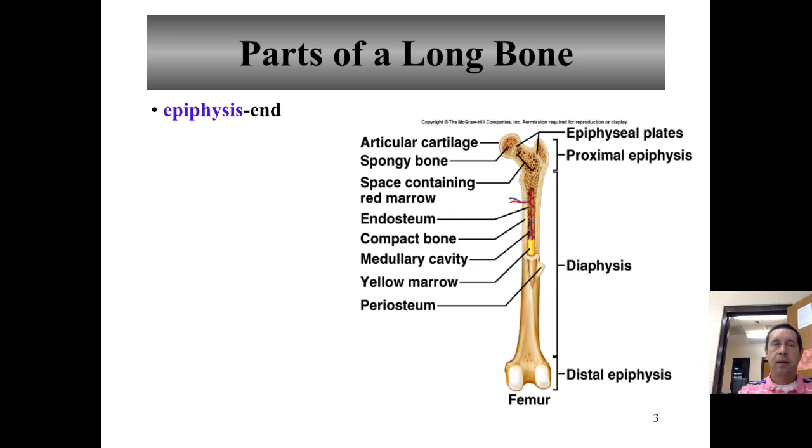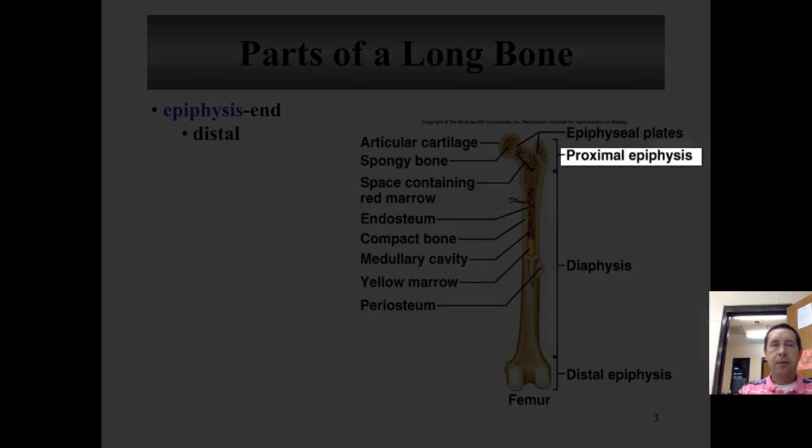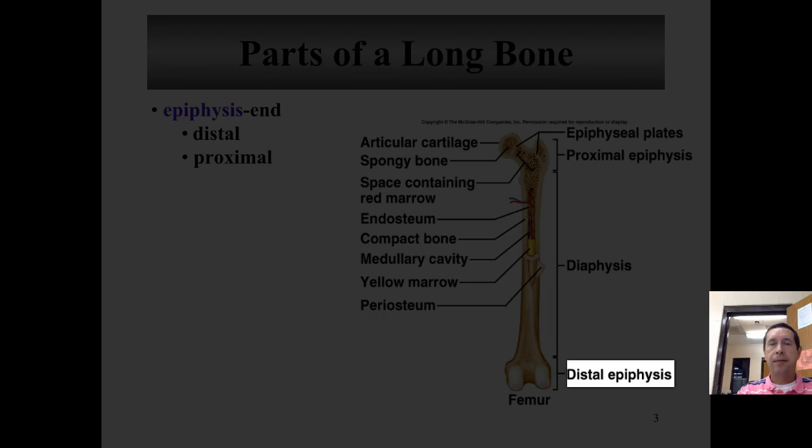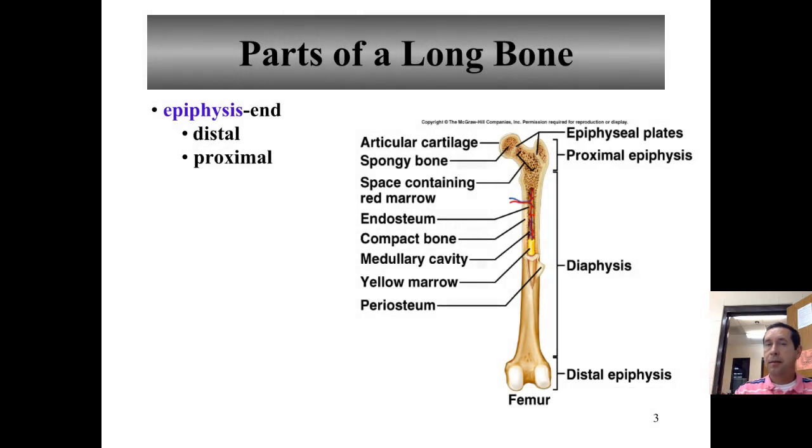So the first parts of the long bone we want to identify are the ends of the bone, the epiphysis. And there's a proximal and a distal epiphysis. And that has to do with, again, proximal and distal, those terms we talked about when we talk about points of attachment. So in the video here, where the head of the femur is, where it would form a joint with the hip, that's the proximal end, and the distal end is where it forms a joint that's part of the knee.